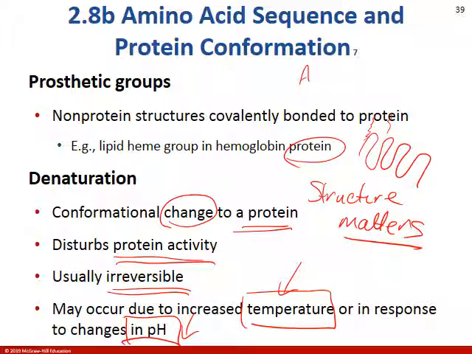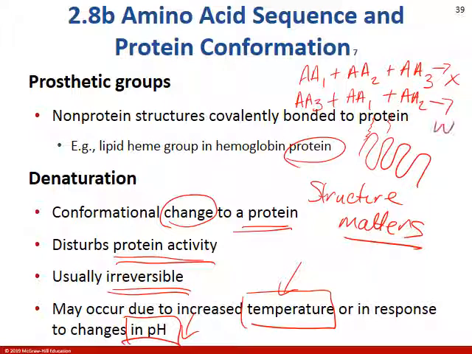And then also the amino acid sequence matters. It depends how you link up those amino acids. So if I do 1, 2, and 3 in order, I'm going to have protein X. If I change the order, amino acid 3, amino acid 1, amino acid 2, I'm going to get a totally different protein. So amino acid sequence matters, structure matters, and temperature and pH matter.